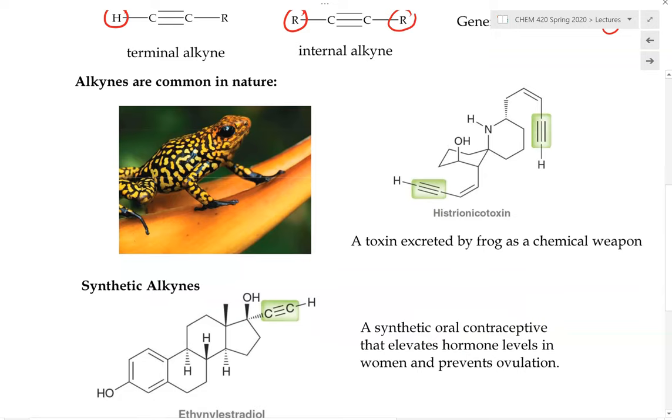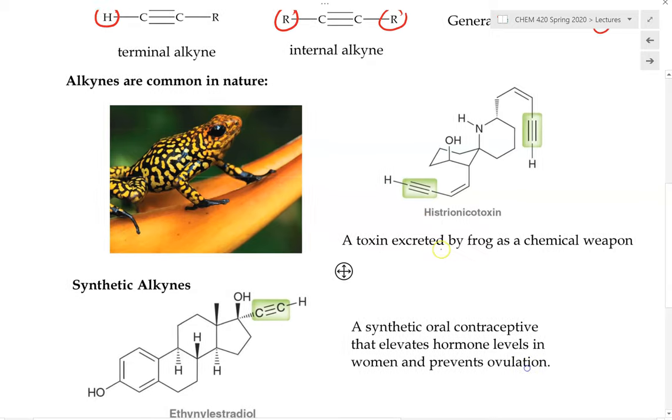So here's an example of how alkynes are found in nature. This is a toxin that is excreted by a frog on its skin as a chemical weapon. And so you can see there are 2 alkynes in it. And so these alkynes right here are actually essential for its function as a toxin.